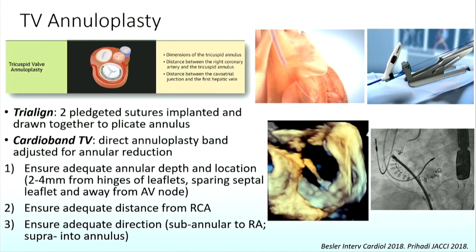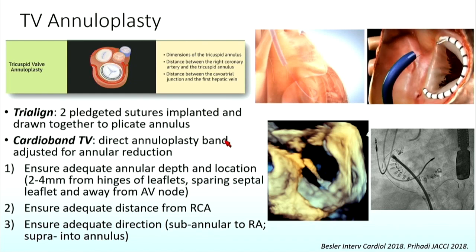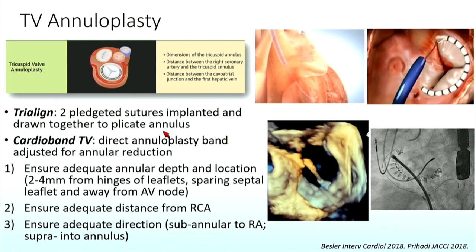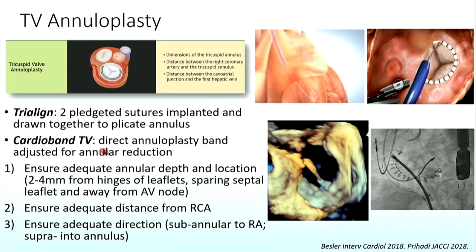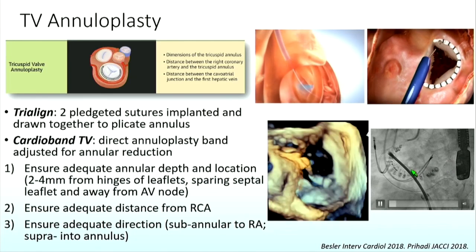So what are some of the technologies that we use to direct, and what do we need to know in imaging to be able to help guide and have success with these interventions? The TriAlign is a 2-pledgeted suture technique that implants at the annulus in 2 locations to plicate it. The Cardioband tricuspid valve annuloplasty system actually screws in the device within the posterior annulus from trigone to trigone to cause annular tethering.